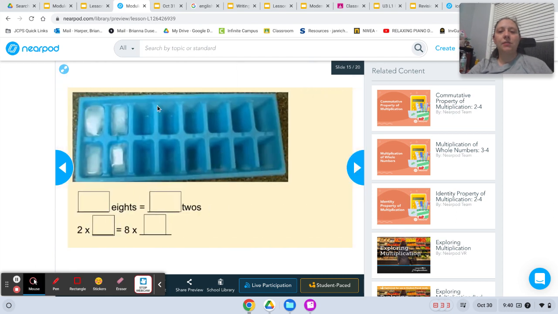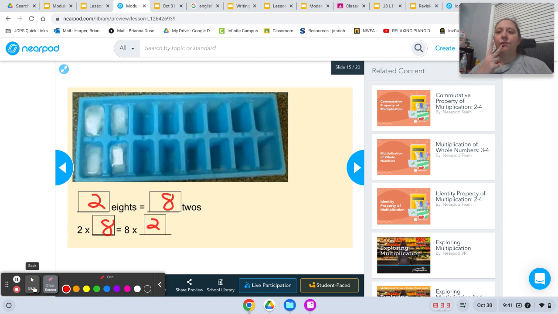And last, we have some ice cubes. We have 2 rows, and each row has 1, 2, 3, 4, 5, 6, 7, 8. So we have 2 8s, which is the same as 8 2s. So 2 times 8 equals 8 times 2. Commutative property, factors flip, still have the same product.